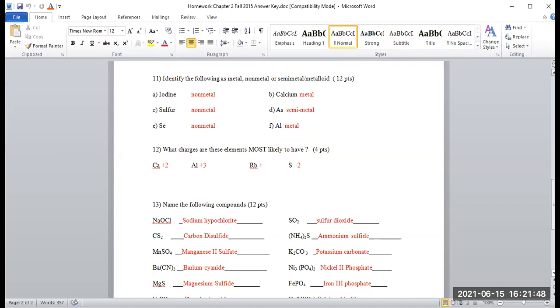Charges: I picked things specifically that were not transition metals because the likelihood of these elements having other charges is much lower. Sulfur does occasionally have other options, but this is why I said most likely. Sulfur is most likely to be -2 in the ways that we have dealt with it thus far. Calcium +2, aluminum +3, rubidium, you could just write a single plus or you could write a +1.